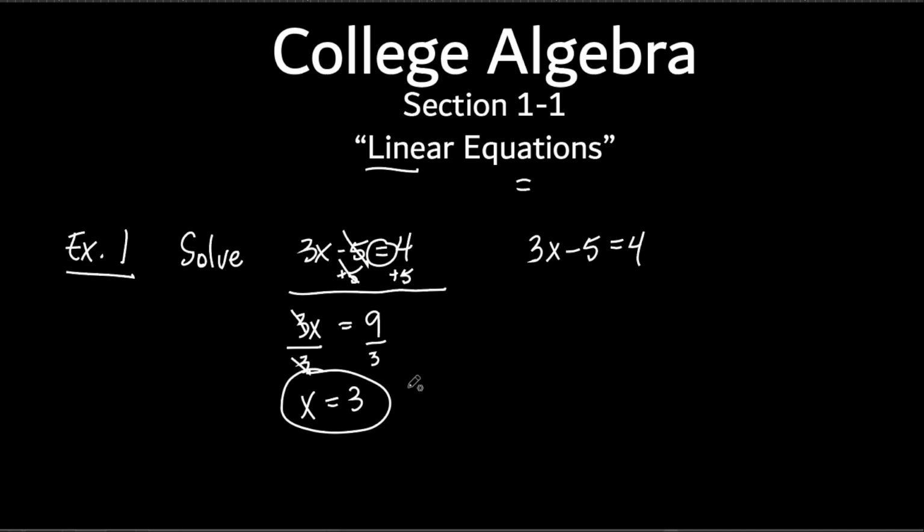3 times what? 3, because x is 3, right? So 3 times 3, which is 9. 9 minus 5 is 4. Does it work? Yes, it works, and it's checked. I'm not going to make you check it, but I think that's important for you to do.